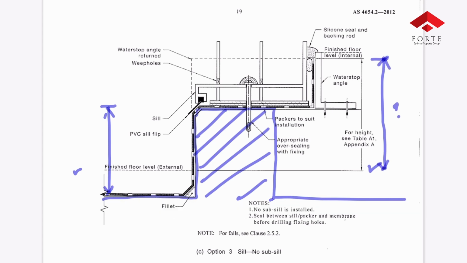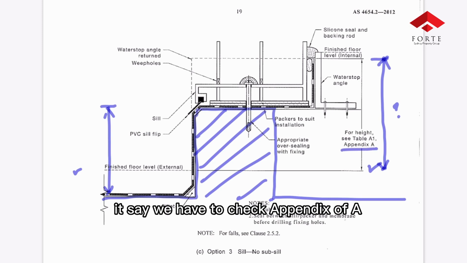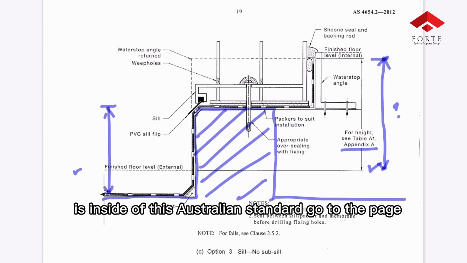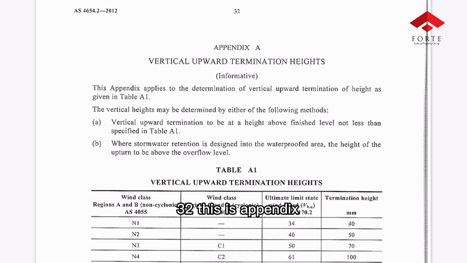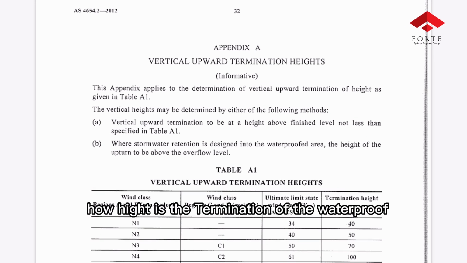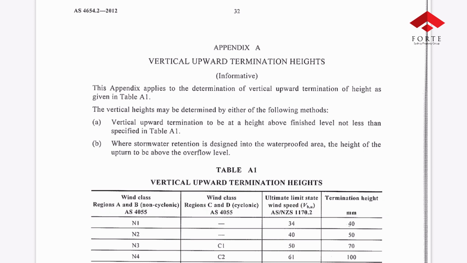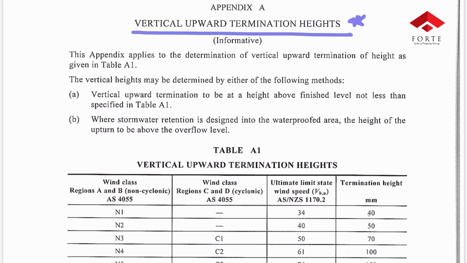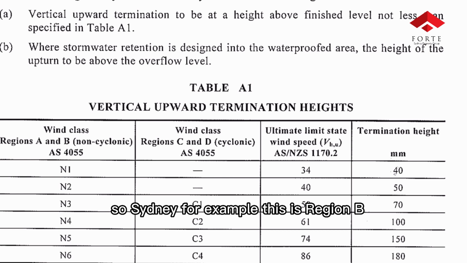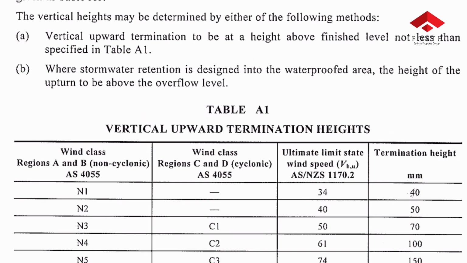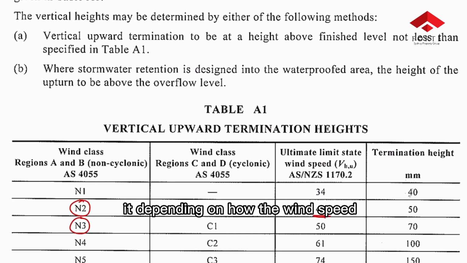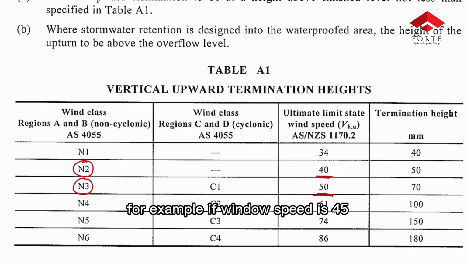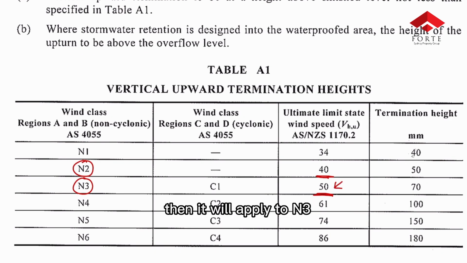How do we design this? It says we have to check Appendix B. Where is Appendix B? It is inside this Australian Standard. Go to page 32. This is the appendix, and it lets you know how high the termination of the waterproof is. So Sydney, for example, is region A. It's about N3 or N2, depending on the wind speed. For example, if the wind speed is 45, then it applies to N3.